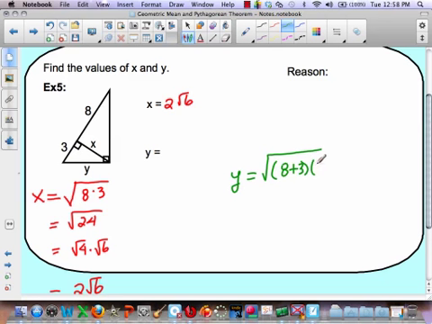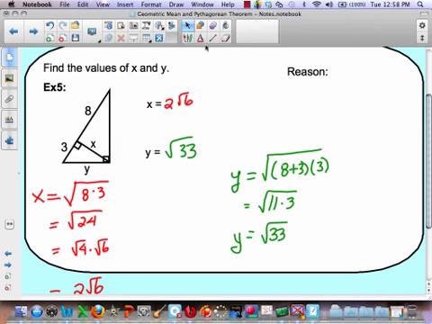The 3 or the 8? Let's take a closer look at that. Which one's adjacent to y? The 3. Alright, you guys already told me that the 8 plus 3 is 11, times 3, so 33. Can that be broken down? And there's your 2 answers. All right, questions on that? Not too bad?